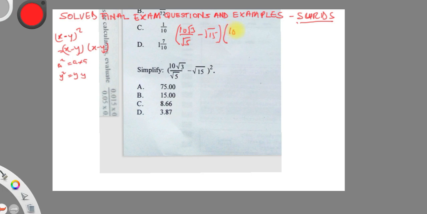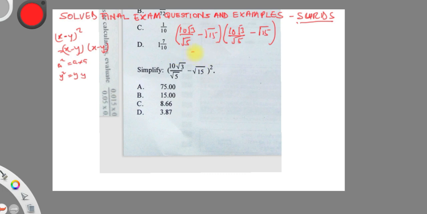Then we have another 10√3 all over √5 minus √15. That's what it means. As we said, if you have a squared, it means a times a. If you have y squared, it means y times y. So this thing is multiplied by the same thing itself.